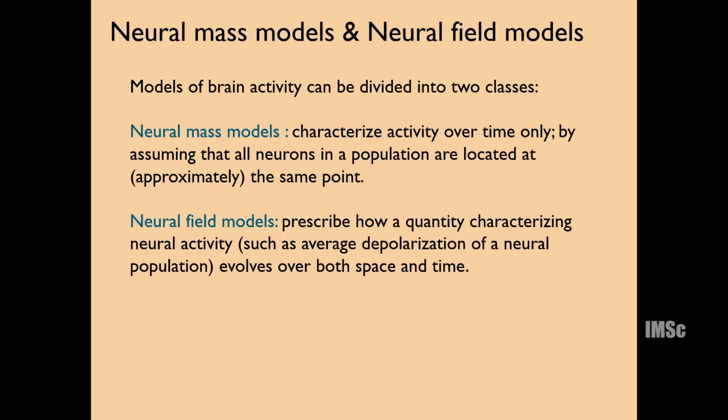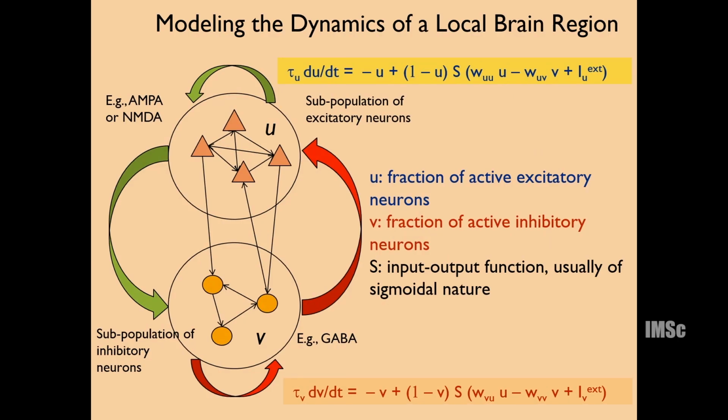Or you can do a neural field model, where you think of it as a continuum and say that things vary in space but in a continuous manner, so that I can write it as some del square v by del x square equal to some complicated nonlinear function plus del v by del t. Okay, so how do you do neural mass models?